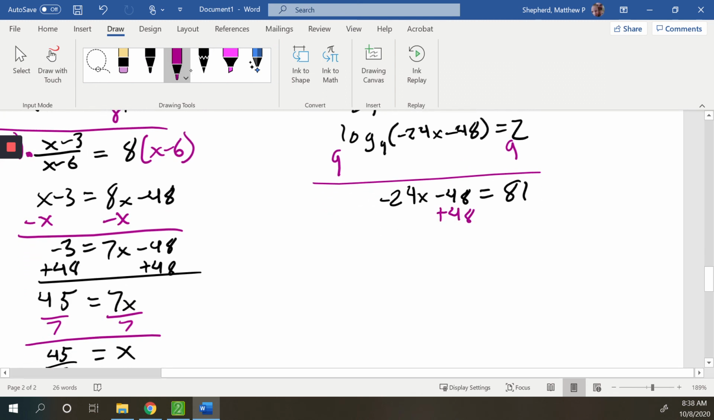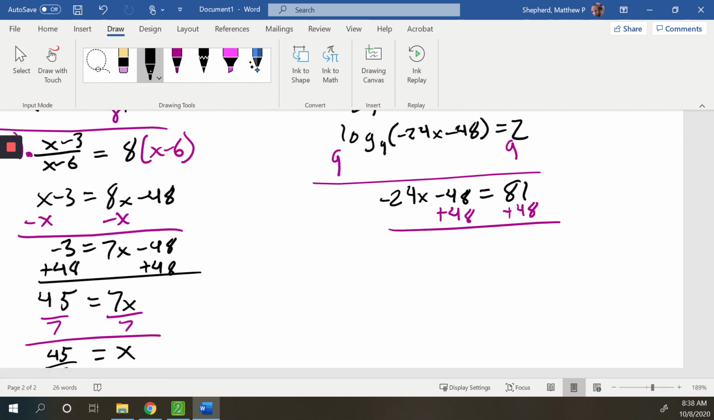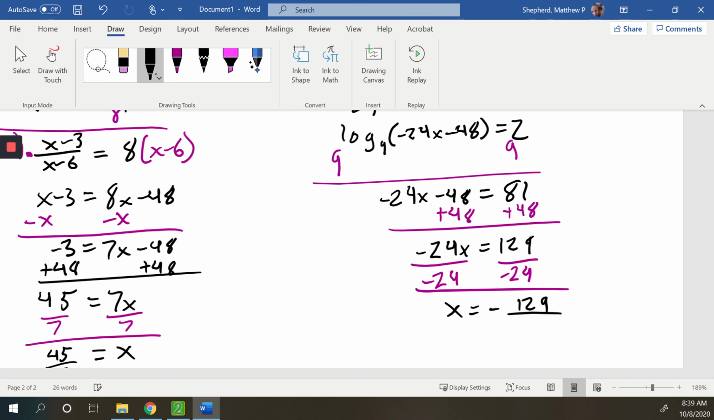Let's add that 48. Then we'll have negative 24x is equal to 129. Divide by negative 24. X is equal to a negative 129/24. Okay, so I hope those were enough examples to help you get this figured out. Good luck.